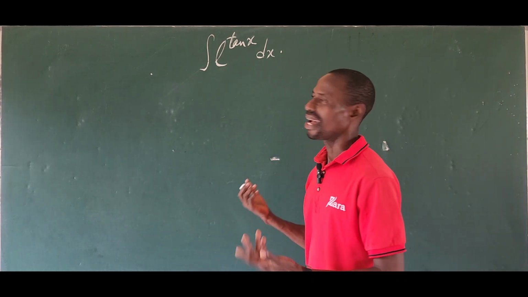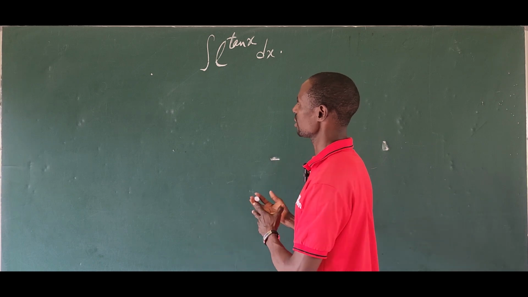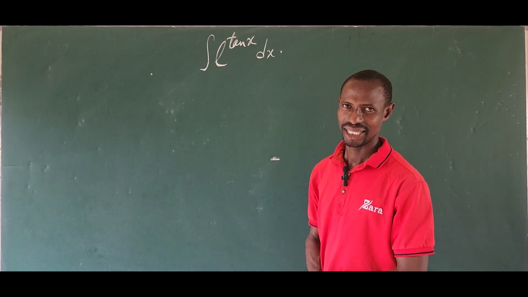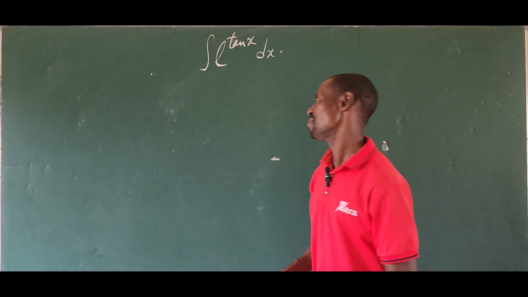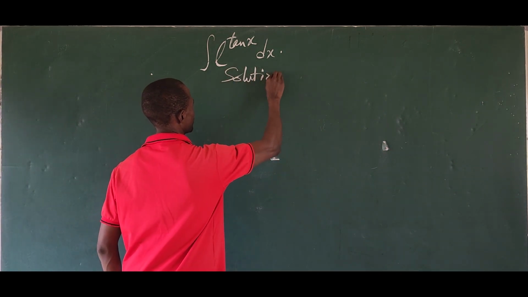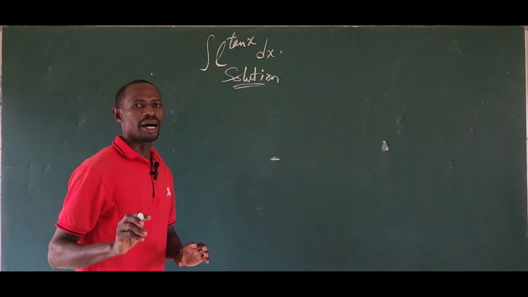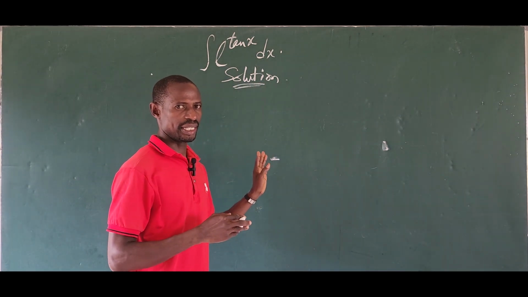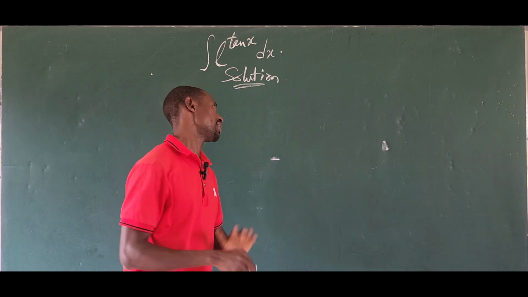Look at this. How do we integrate, or evaluate, the integral of e to the power of tan x dx? So this is a simple one. Let's take our solution and see how we evaluate this. I'm going to touch all the details in this question, okay? How to arrive at the answer, I'm going to touch all the details.